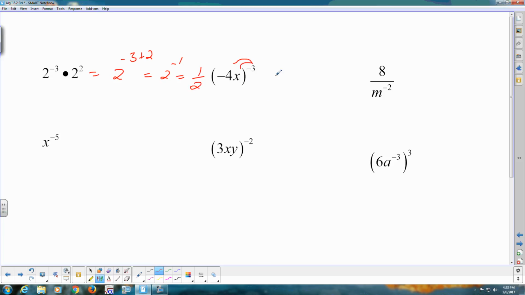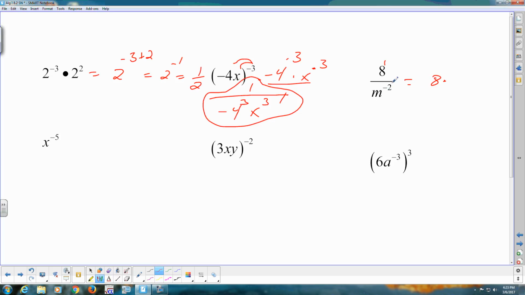Distribute this exponent in. Negative 4 to the negative 3 times x to the negative 3. They both have a negative exponent, so move them both. So that would be negative 4 cubed on the bottom and x cubed on the bottom. So then that's your final answer. The 8 has a positive exponent. Don't move it. This has a negative exponent and it's downstairs, so move it upstairs. Negative exponent, whoops, upstairs, move it downstairs.